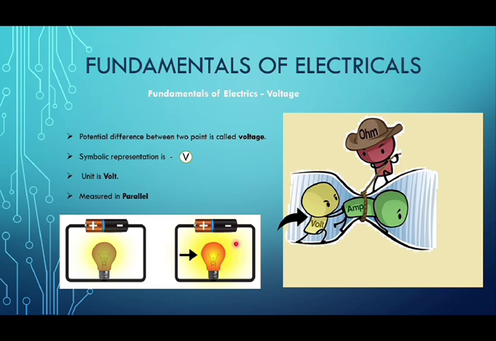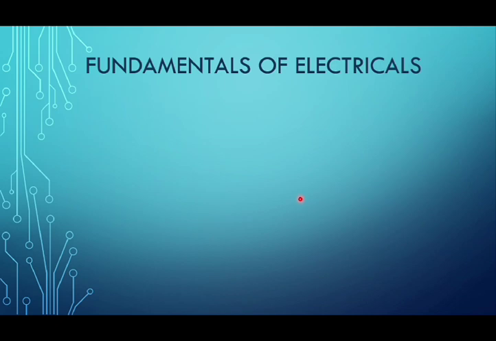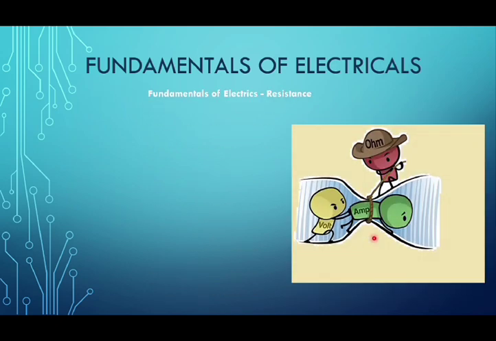Okay, I hope this is understood easily. I am going to the next chapter. So the next fundamental of electrical is resistance. Resistance is nothing but opposing the voltage and electrons. You can see here also the ohm is represented for resistance. Ohm is the measuring unit for resistance.